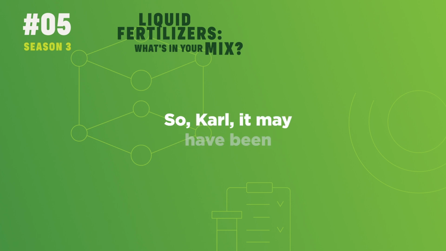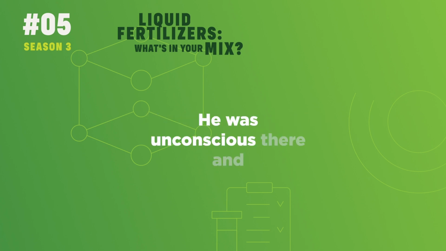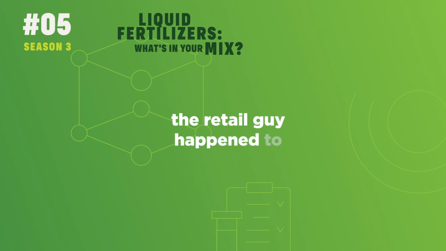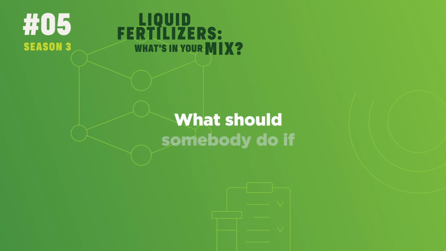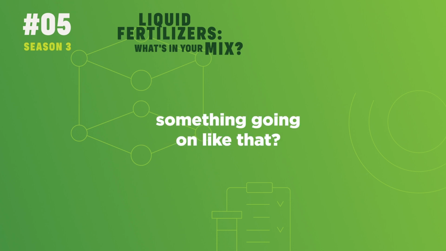So, Carl, it may have been you that was telling me the story about a guy that made a really nasty mix in his tank and released a gas, and it actually knocked him out. He was unconscious there, and the retail guy happened to drive up about that time. What should somebody do if they drive up and see a situation like that? The worst thing that could happen is for somebody to run right into it, and then you have two victims instead of one. What kind of advice can you give somebody if they see something going on like that?